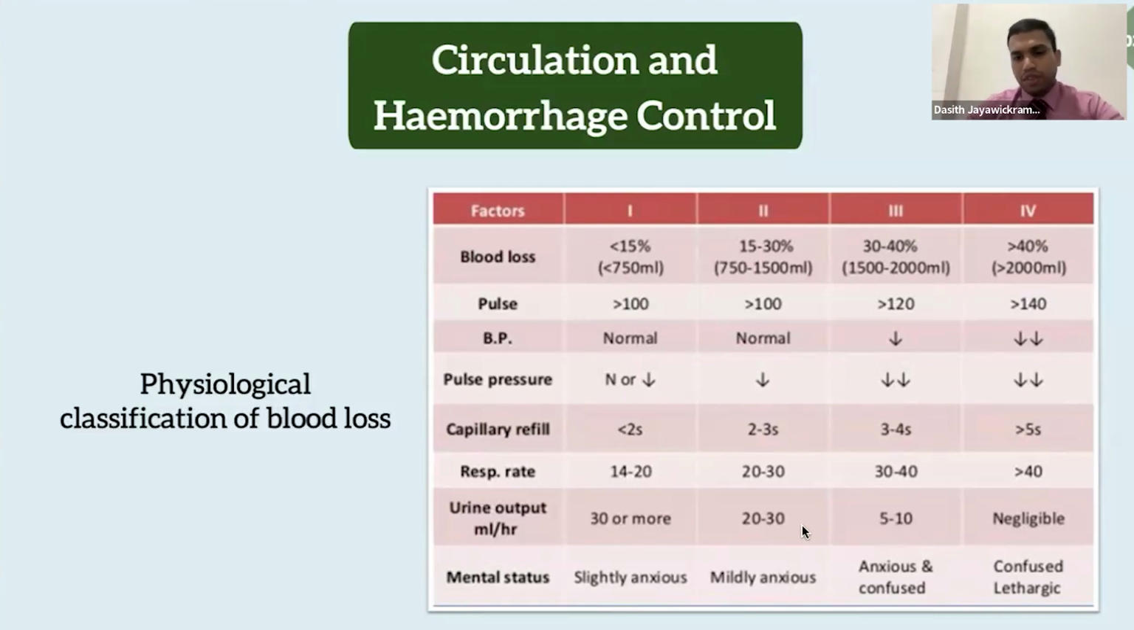For example, the need for blood in class 1 is almost nil. You don't need blood products. But in class 2, yes, there could be a chance for blood products. But in class 3 and 4, blood products are an absolute must. And that too, even uncross-matched blood might be needed for these patients. That you need to understand. Because of that, understanding this table is very, very important.